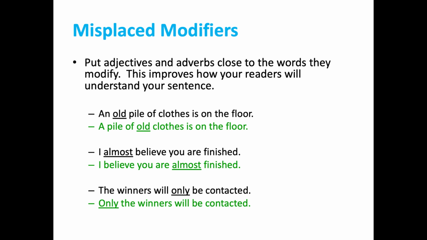Put adjectives and adverbs close to the words they modify. This improves how your readers will understand your sentence. Below are examples. The underlined words change the meaning of the sentence just by changing which noun they are nearest to. An old pile of clothes is on the floor. A pile of old clothes is on the floor.